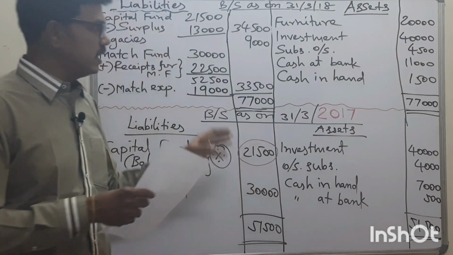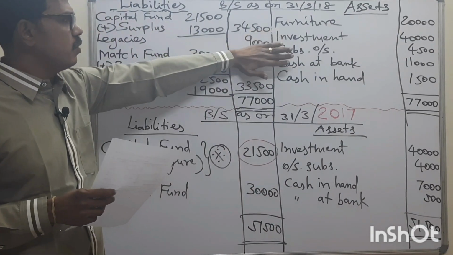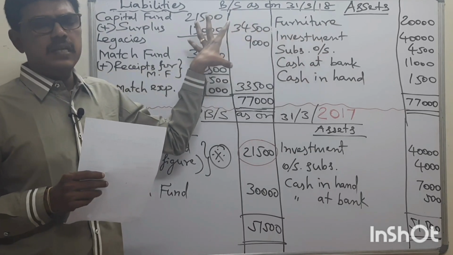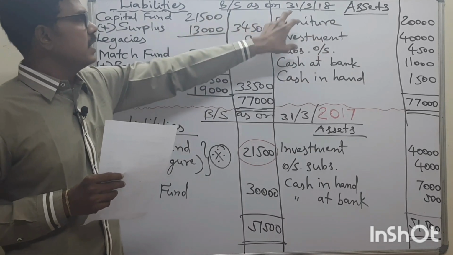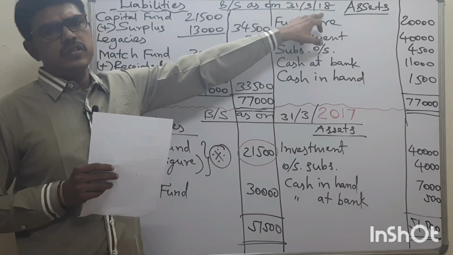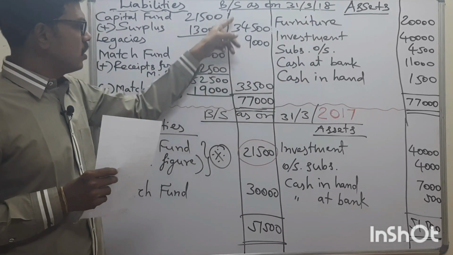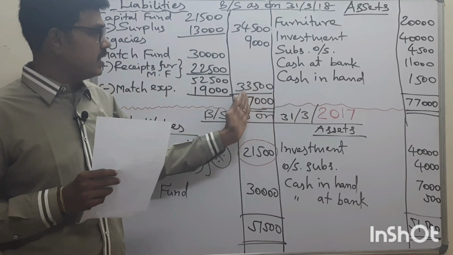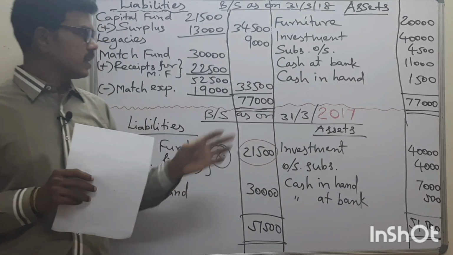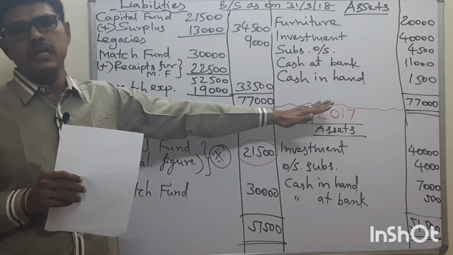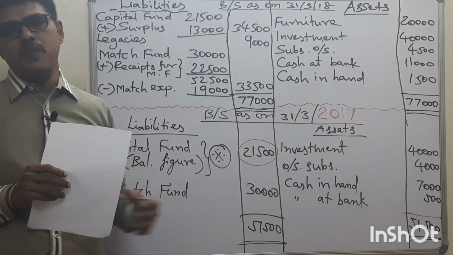Everything is over now. We have shown all the details related to the current year assets and liabilities for the year 31st March 2018, 17-18. If you total the values, you should get an equal amount on both sides, 77,000. Then you can understand that you have followed the dual aspect principle properly.